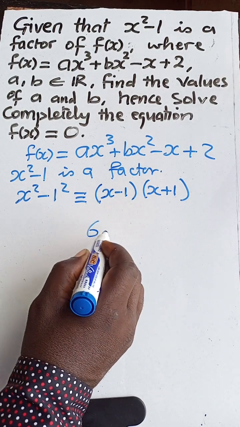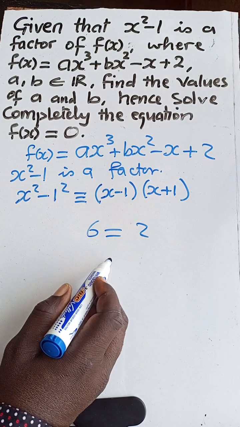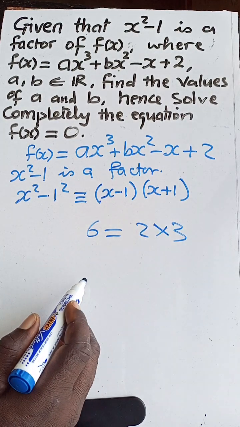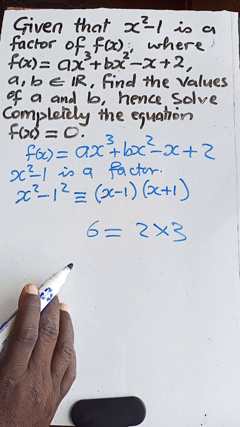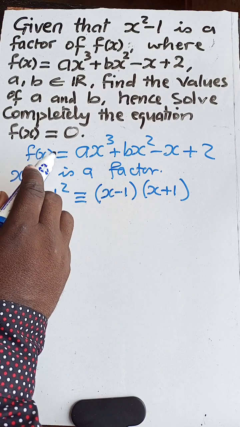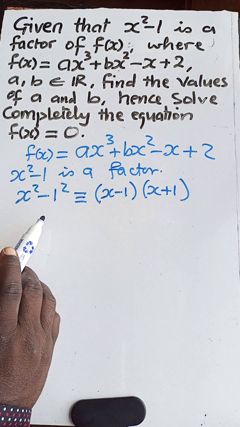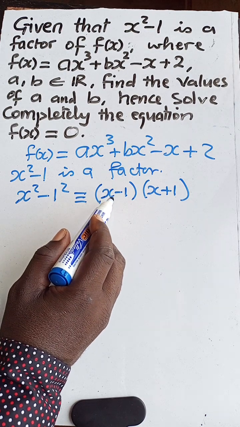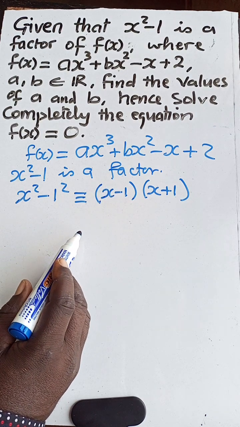Just like 6, all right? 2 is a factor of 6, 3 is a factor of 6. Their product definitely is going to be a factor of 6. All right, so already by implication, we know two factors of the polynomial f of x equals ax cubed plus bx squared minus x plus 2. So we're going to work with each of those factors now in turn.